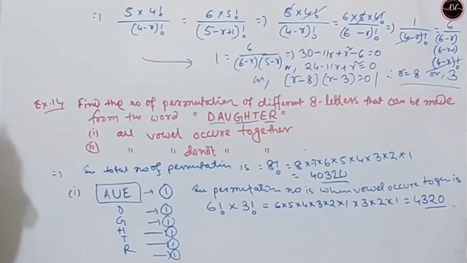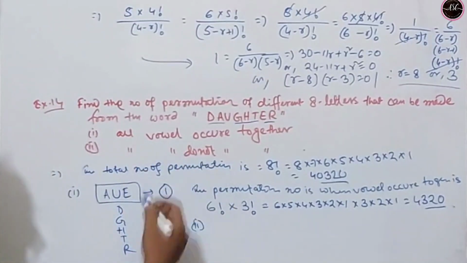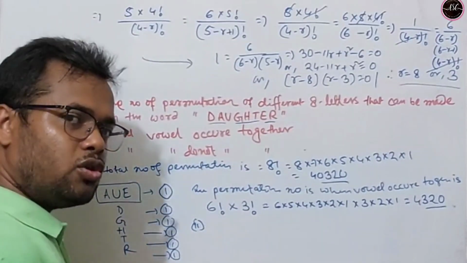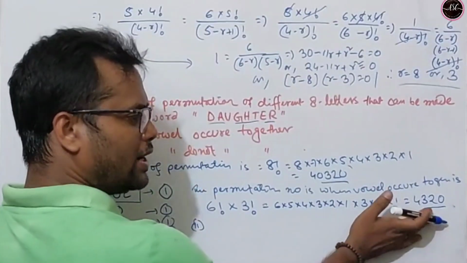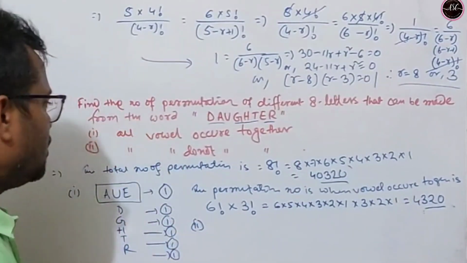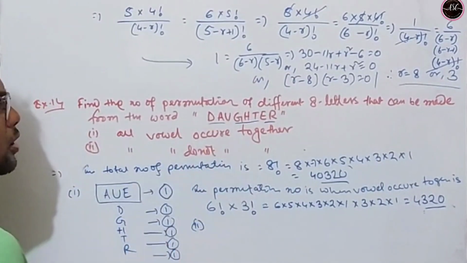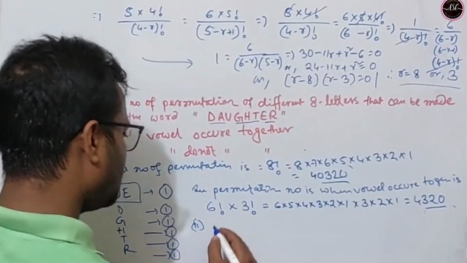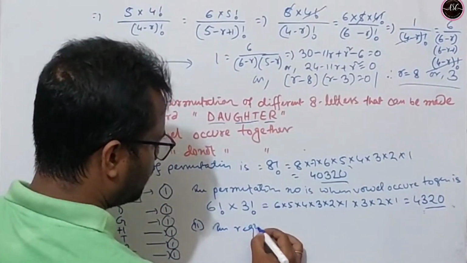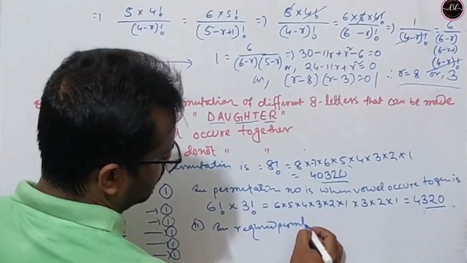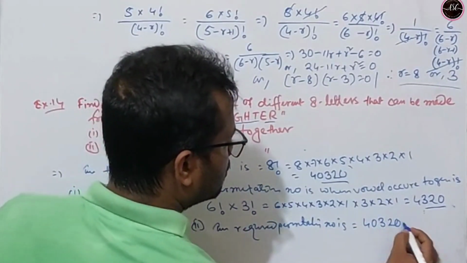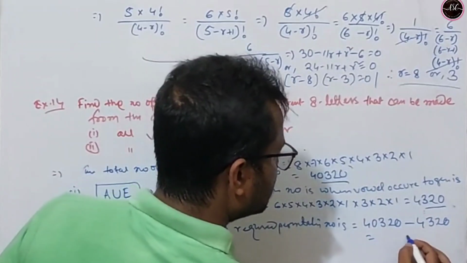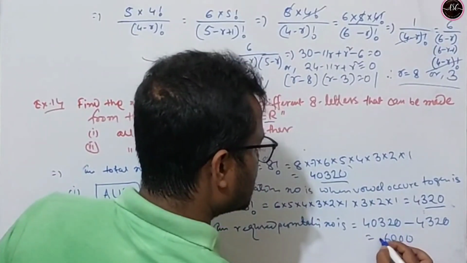And for question 2, all the vowels do not occur together. So if we subtract this value from the total, that is the permutation number where all vowels do not occur together. So the required permutation number is 40320 minus 4320. That means 36,000.